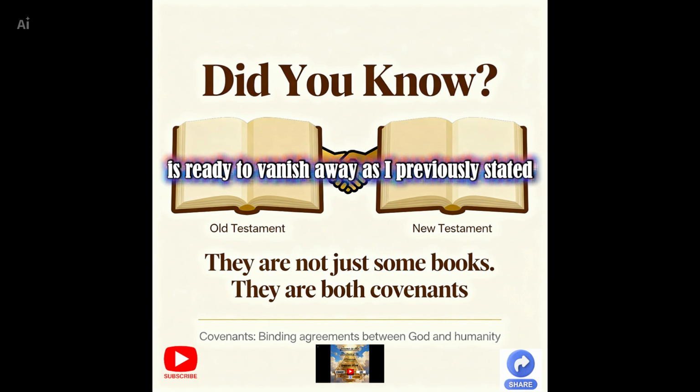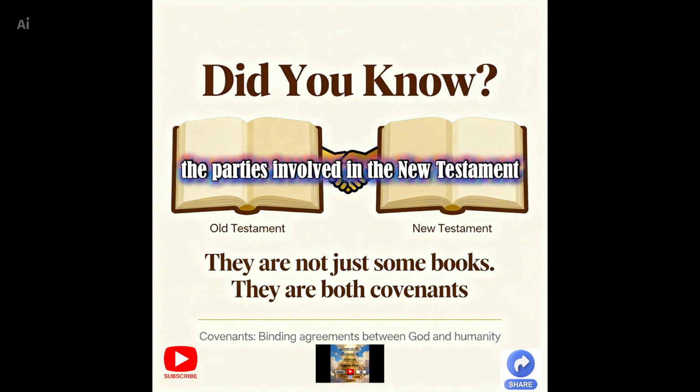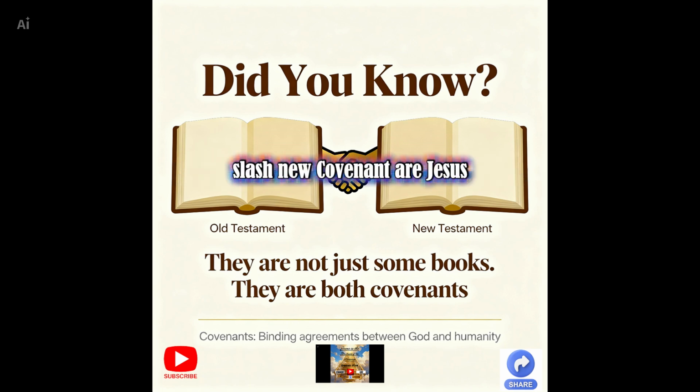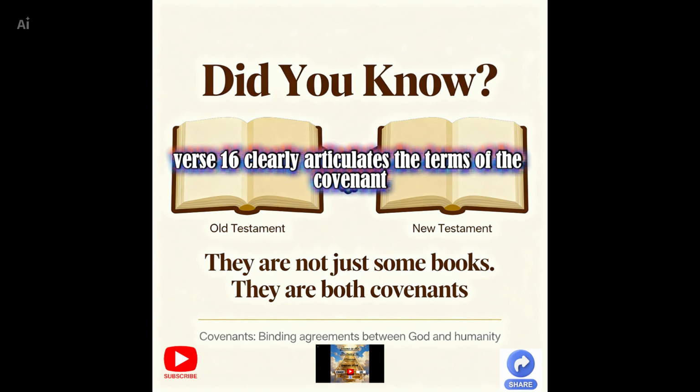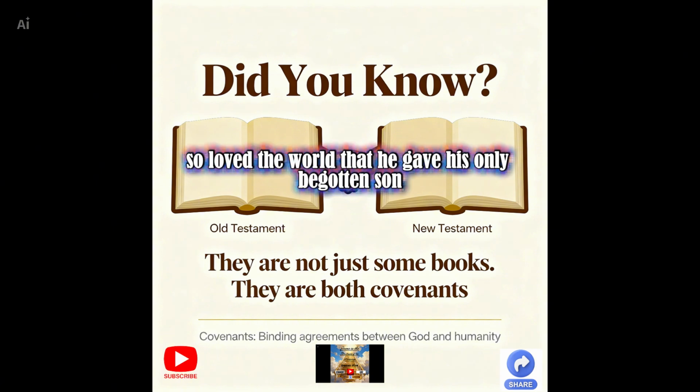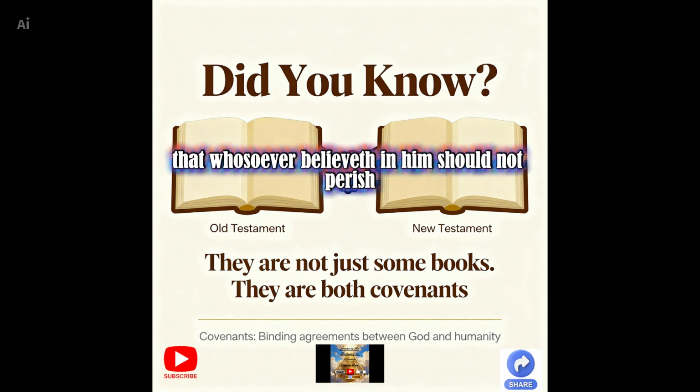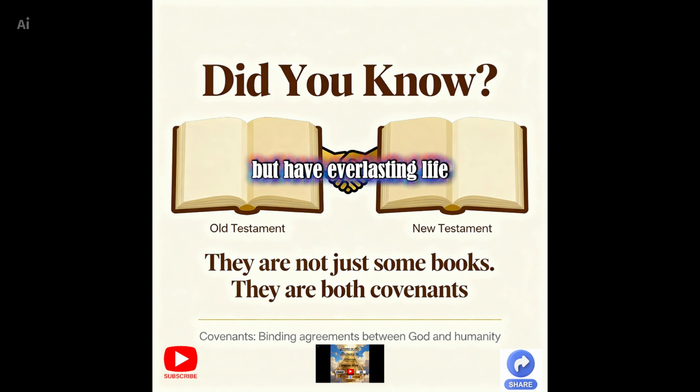As I previously stated, every covenant has certain key features. The parties involved in the New Testament/New Covenant are Jesus, who is God incarnate, and anyone who would believe in him. John chapter 3, verse 16 clearly articulates the terms of the covenant. For God so loved the world that he gave his only begotten Son, that whosoever believeth in him should not perish, but have everlasting life.